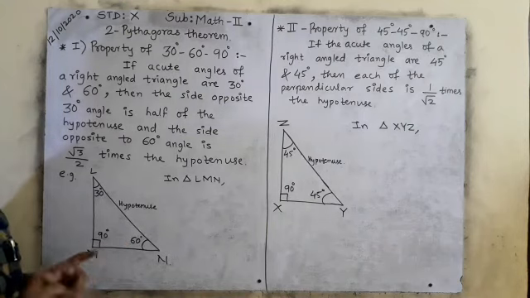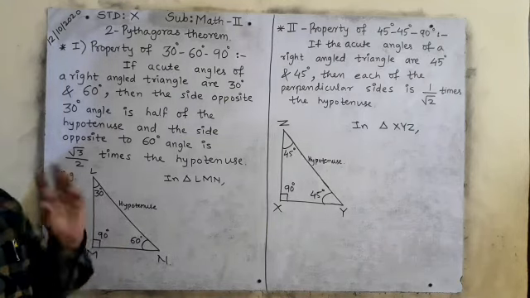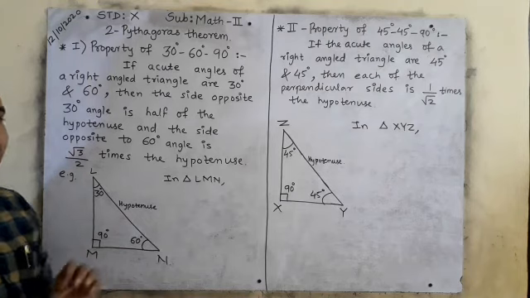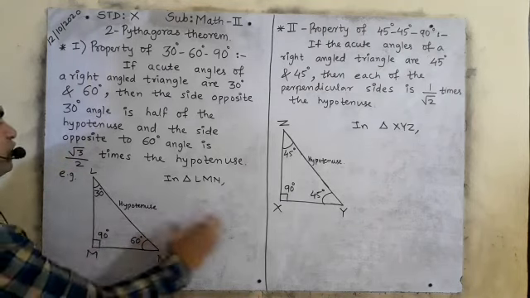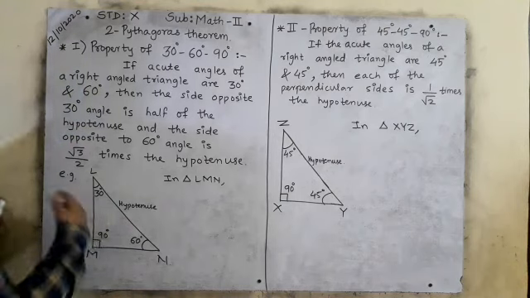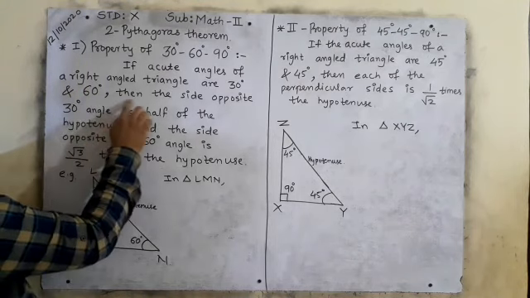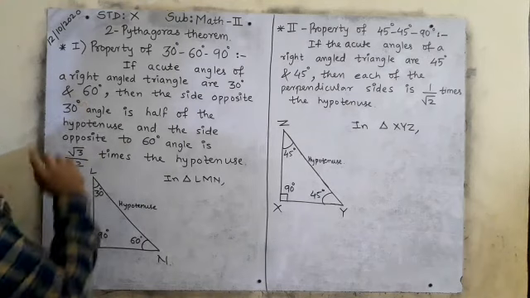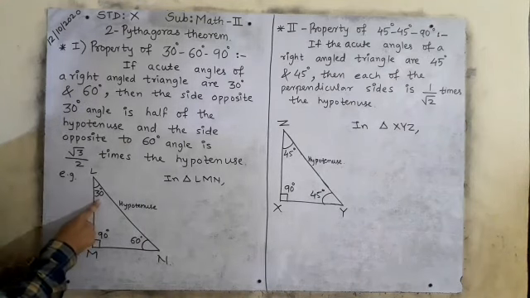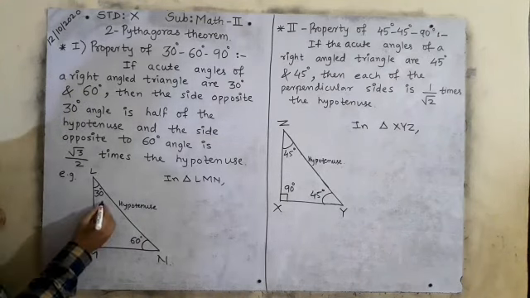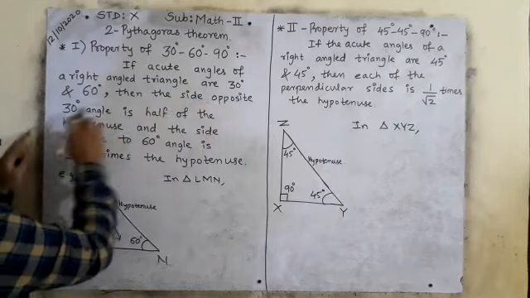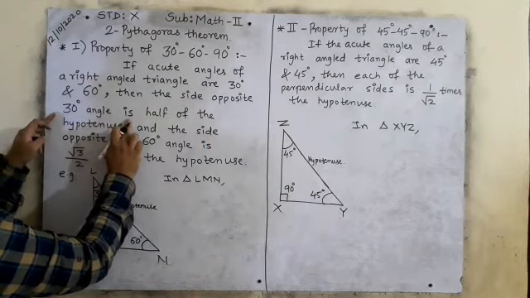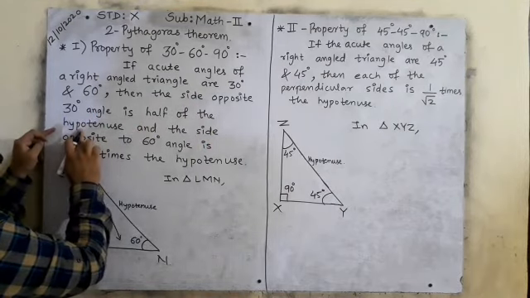Then whenever you see 30 and 60, there is one particular formula you should remember. You should quickly understand which formula we should use over here. So please pay attention to what the further sentence says. Then the side opposite 30 degree angle. 30 degree angle is this one, and which side is opposite to 30 degree? Side name is MN. So the side opposite 30 degree angle is half of the hypotenuse.